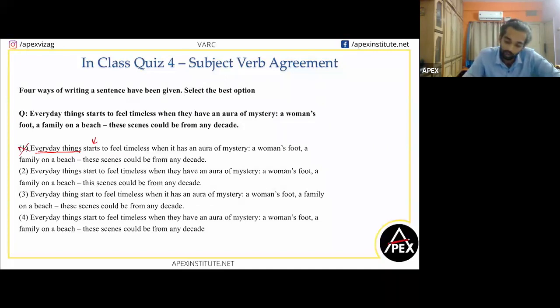All right. So, next what? Everyday things start to feel timeless when, obviously, if it is things, you're going to have... Okay, so when they have an aura of mystery, a woman's foot, a family on the beach. This, again, now here, this is a problem. What should it be? It should be these. And here it is everyday thing. So even the third one is gone. The second also we eliminate. Obviously, the answer is fourth.